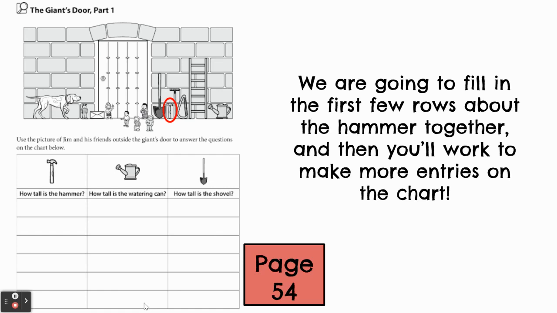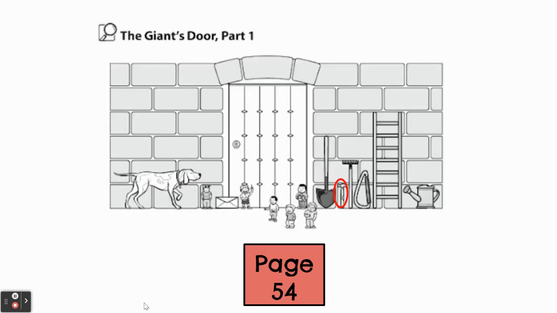We are going to start by looking at the hammer. You can see I have circled the hammer in red, and I'm going to zoom in on this picture. There is our hammer. We want to find out how tall is this hammer. Well, this hammer is up against the wall and it is near some bricks. How many bricks high is this hammer? That's right, this hammer is 1 brick high.